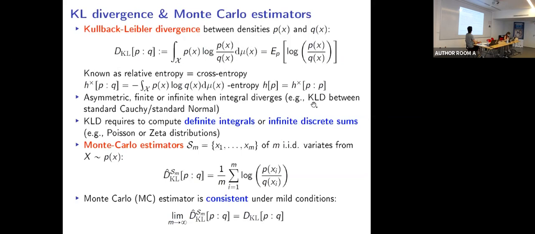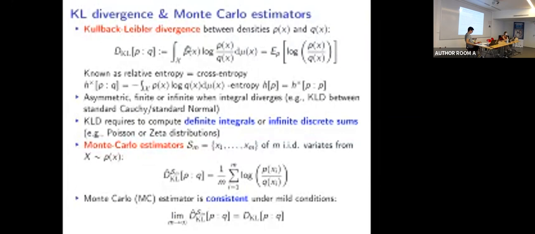For example, if you take the KLD between the standard Cauchy density and the standard normal density, you find that it is plus infinity. So depending on the densities P and Q, it can be very tricky to compute the KLD in closed form, because you have to compute this integral for continuous densities, or you have to compute some infinite summation if you have a probability mass function, like for example if you consider a Poisson or zeta distribution.